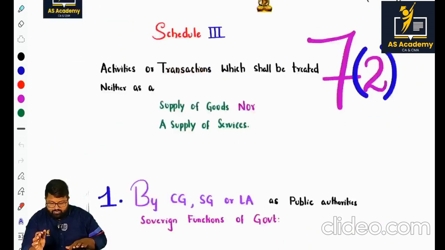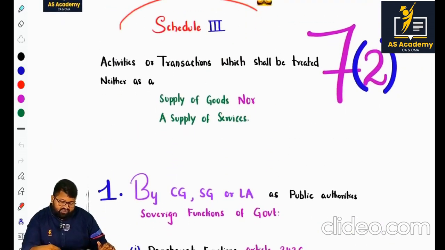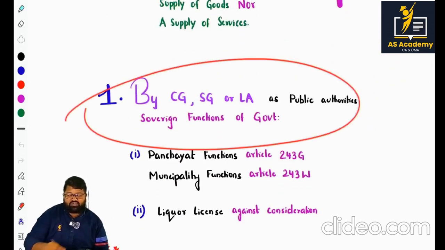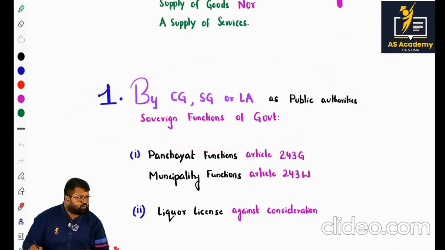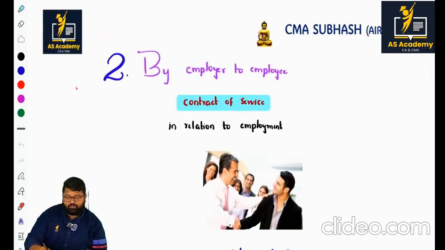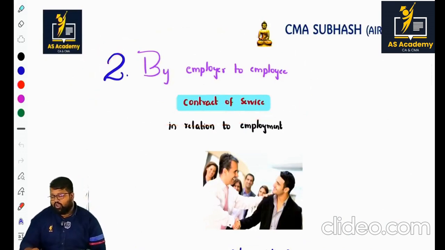That's one. Okay. Next, what is Schedule 3? It is also known as what? Schedule 3 is known as the negative list, for your knowledge. What is the section number there? Section 7, subsection 2. What is the first one? By or to? By CG or to CG? By CG. Okay, and these other things. Next, what about whom? By employer or employee, who is giving the service.